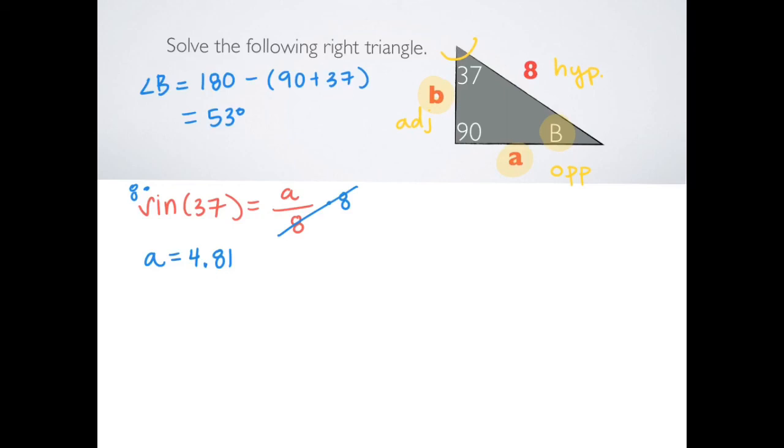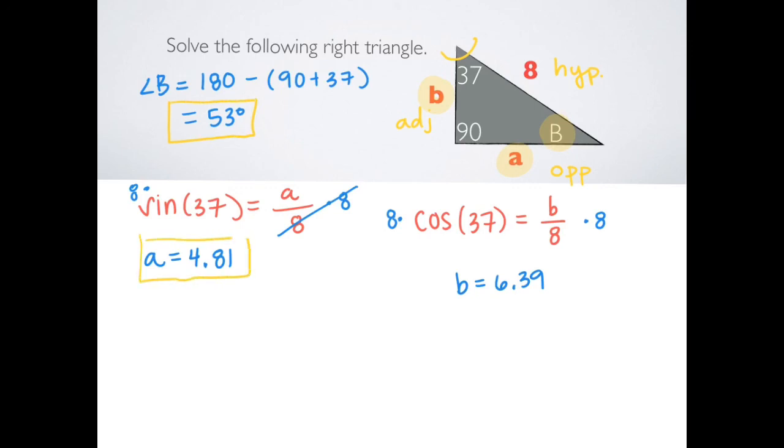So this time I'm going to use cosine. So I have cosine of 37 is equal to B over 8. Similarly, I'm going to multiply both sides by the 8, putting that into my calculator. So I've got 8 cosine this time, 37. So I get that B is equal to 6.39 when I round to the nearest hundredth. So now I have solved for all of the missing parts of the right triangle.